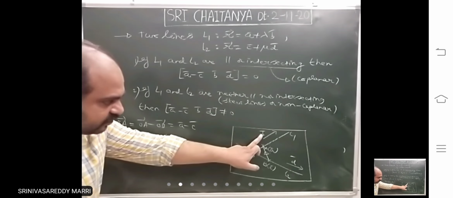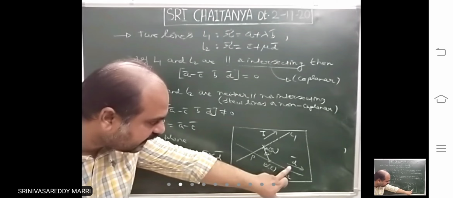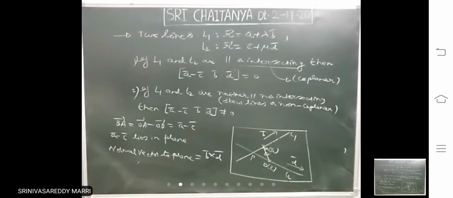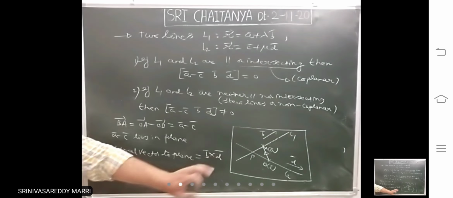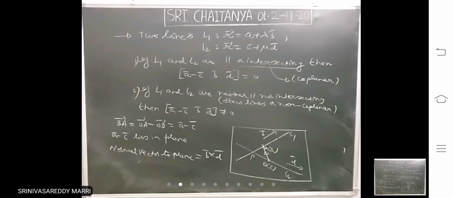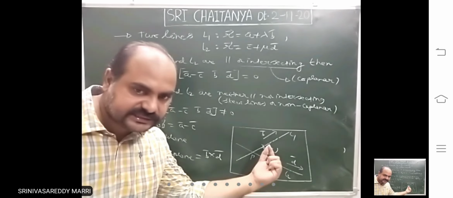Because b bar and d bar are on the plane, along the normal the vector is nothing but b cross d. Now b cross d will be perpendicular to every vector in the plane. This is also a vector on the plane, so b cross d is perpendicular to a bar minus c bar.